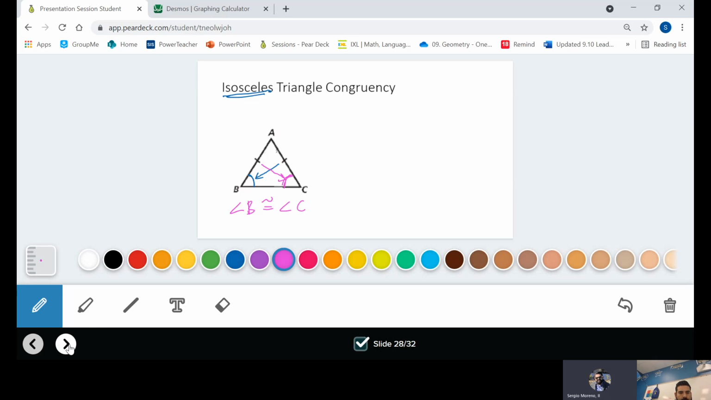Let's go ahead and move on. Oh, and at some point you may need to draw, let's take this line here, you may need to draw an altitude. Okay, remember an altitude bisects BC, so basically it would create two even parts on BC there. Okay, so let's go ahead and move on to another one.